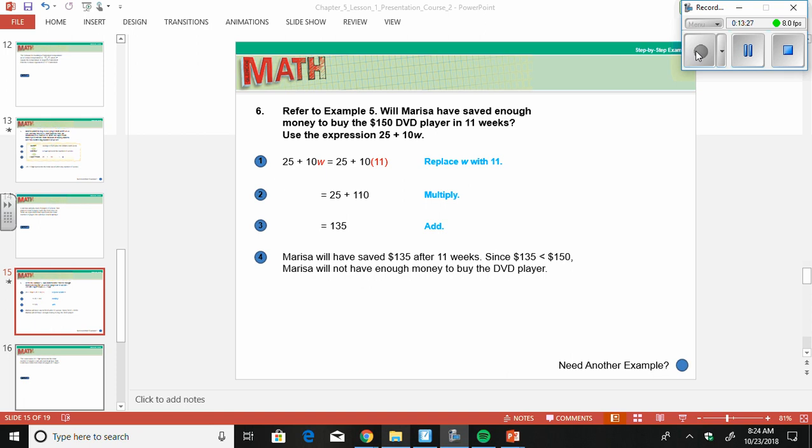We get 25 plus 10 times 11. 25 plus 110, which is 135. So Marissa will have saved $135 after 11 weeks. Since $135 is less than $150, she will not have enough money for the DVD player.